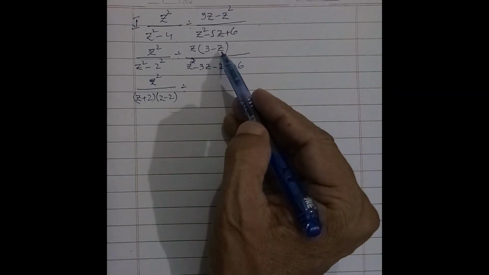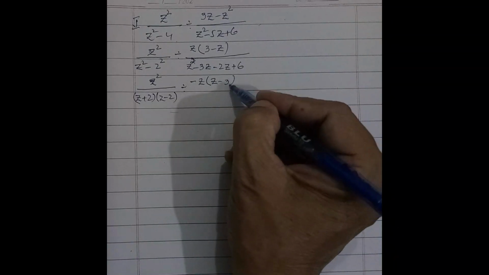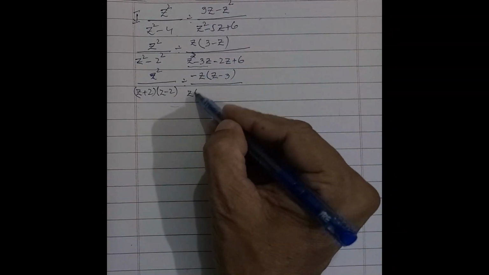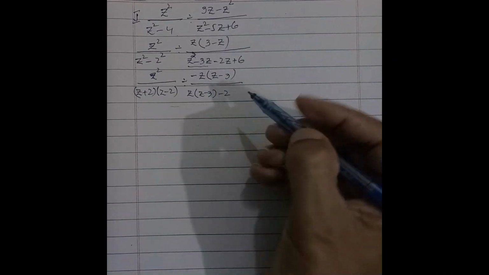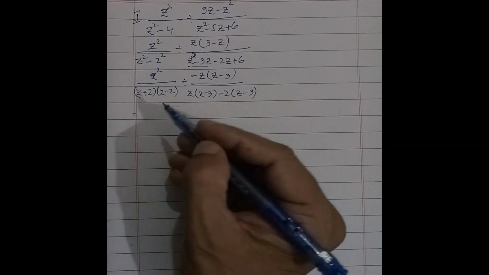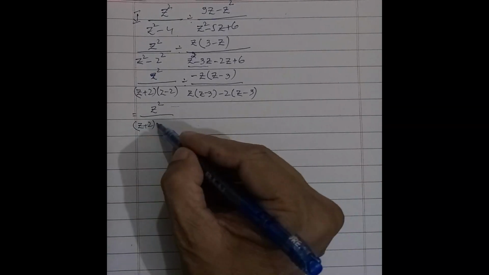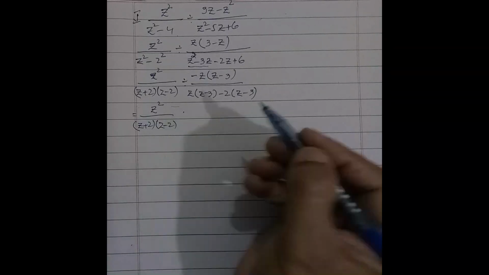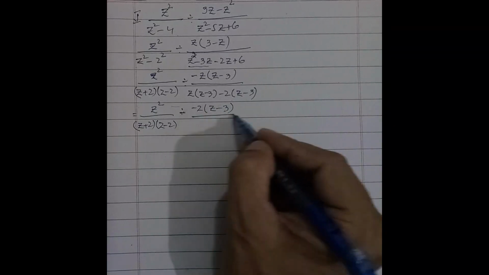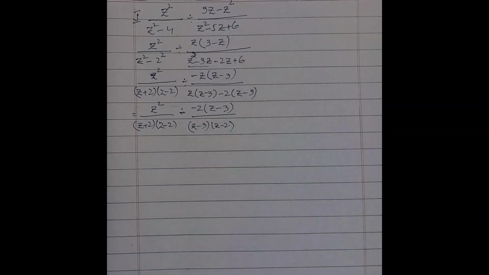divided by, and take common from the numerator, we get minus z over z minus 3. And in the denominator, take common z, z minus 3 minus 2, z minus, and the next z square over z plus 2, z minus 2 divided by minus z, z minus 3 over z minus 3, z minus 2.